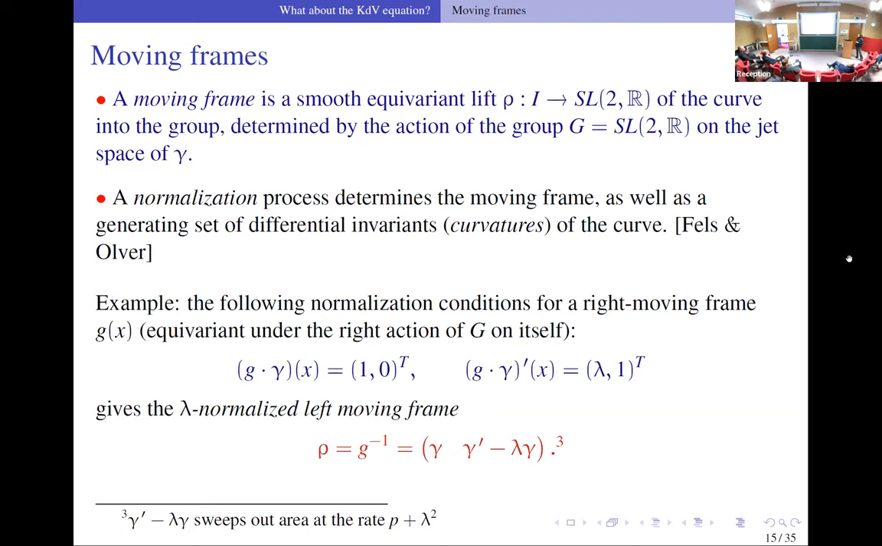When I say jet space, what we do in differential geometry, when you construct a frame, you keep differentiating the curve, right? Gamma sub S, gamma sub SS, and then you notice that it closes at some point because of the dimension of the space. So every frame is determined really by differentiation.